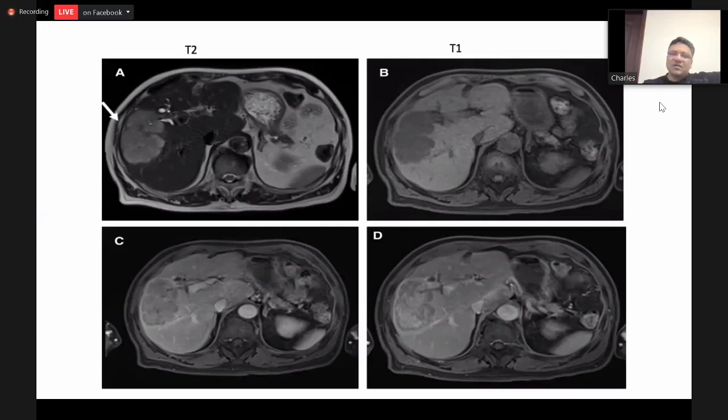I'll come to cholangiocarcinoma and differentiating between HCC and cholangiocarcinoma in a subsequent piece. Okay. I will go to the next case then.